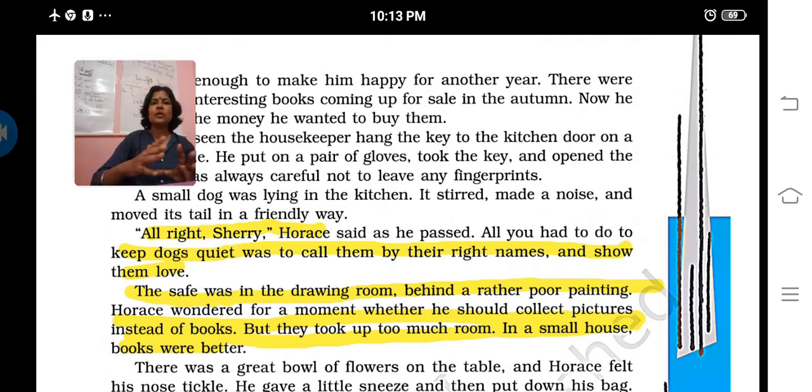So the locker was in the drawing room behind a rather poor painting. Horace wondered whether he should be collecting the paintings or should he collect books. Means later on, after he got his money, should he go in for paintings or books? Horace was thinking. But then he changed his mind. He said, no, paintings occupy too much space. Books are better. Books occupy small space. With that idea in his mind, he looked out for the locker to steal the money.